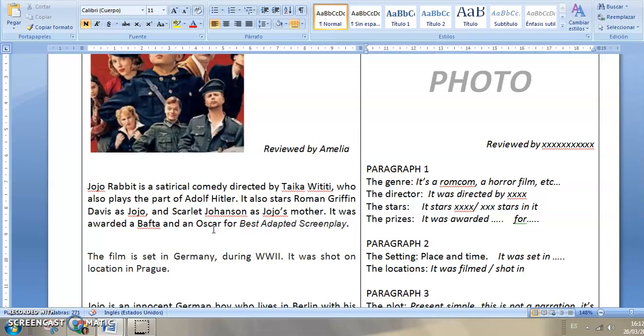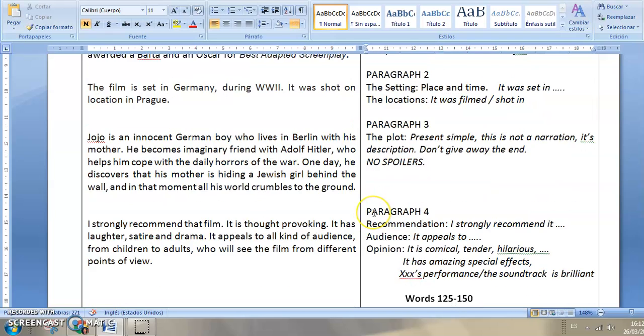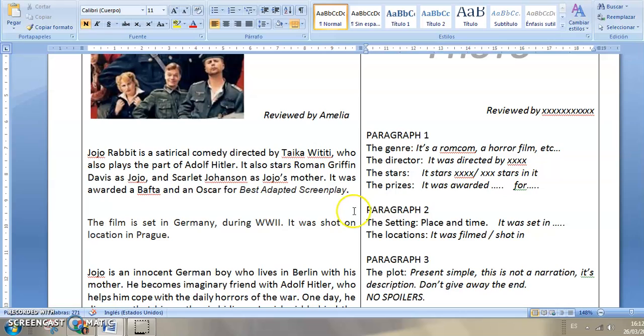Right, now, how many paragraphs? We have 4 paragraphs in a review, okay? At your level, at B1 level, it's enough with just giving the information you need to give, okay? So in the first paragraph, we will have the genre, the director, the stars, and the prizes.